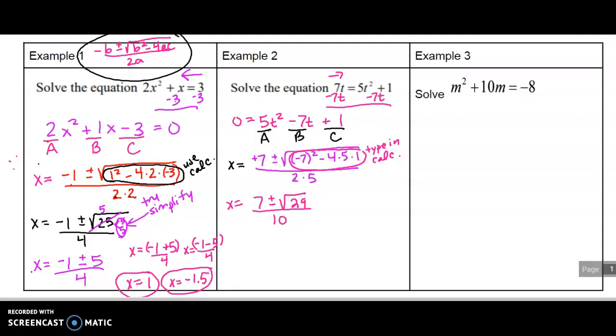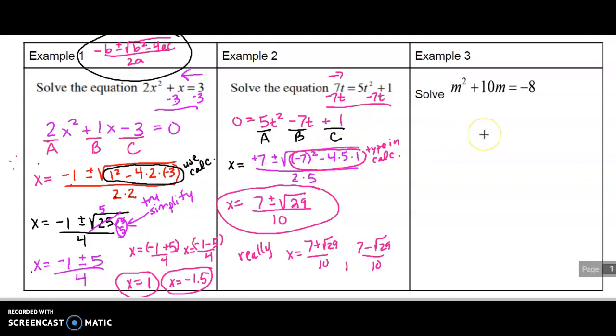Well, 29 actually doesn't break down. So what that means is I'm done. Since nothing reduced, we really have two answers. We get 7 plus root 29 over 10, and we have 7 minus root 29 over 10. I would just leave them together, but that one's done, okay? So you won't always be able to simplify the radical. If you can't, you just leave that. I don't want the decimals because I want the exact answers.